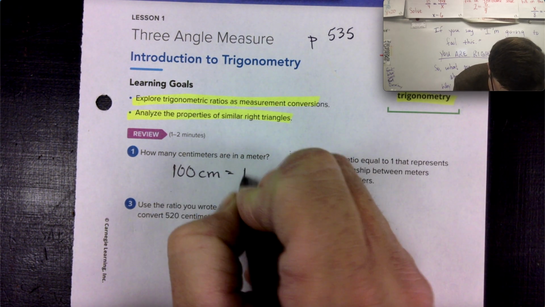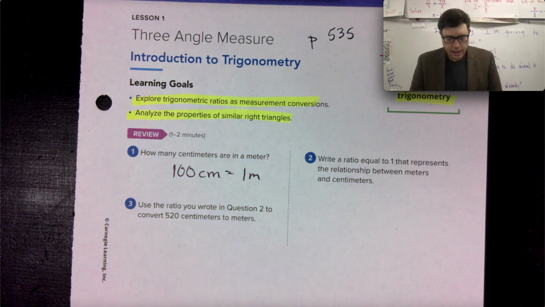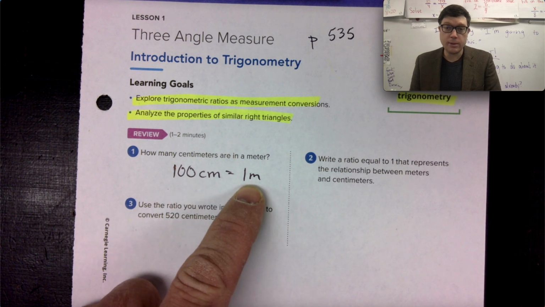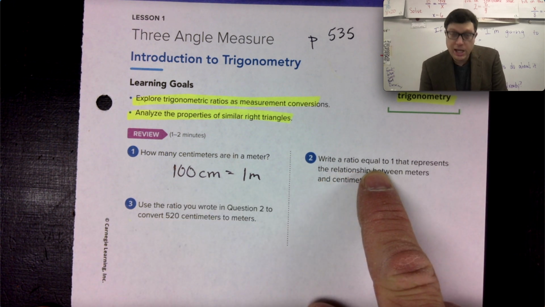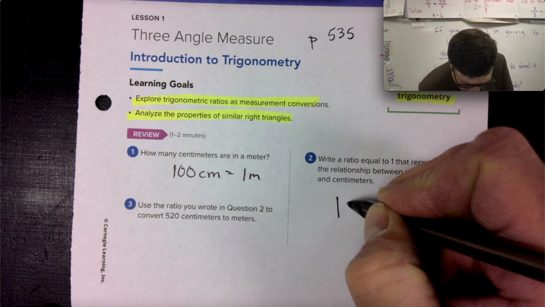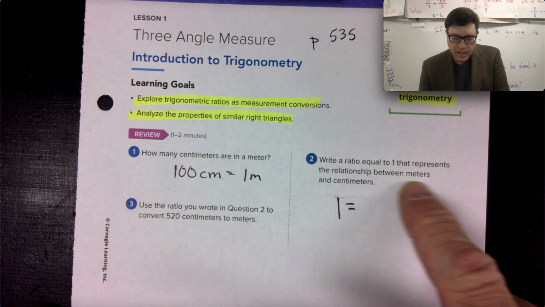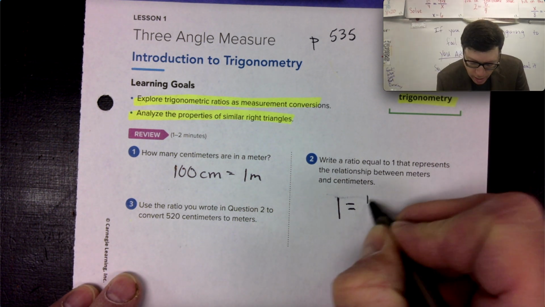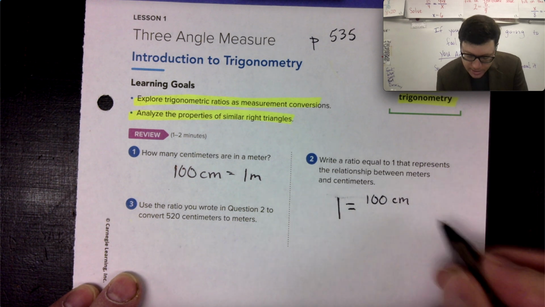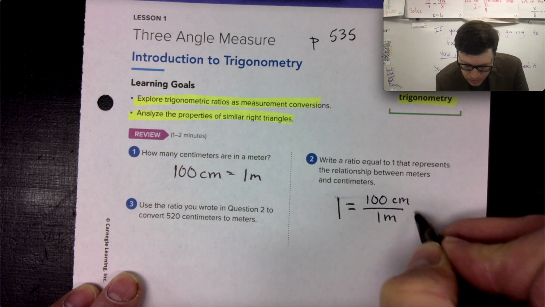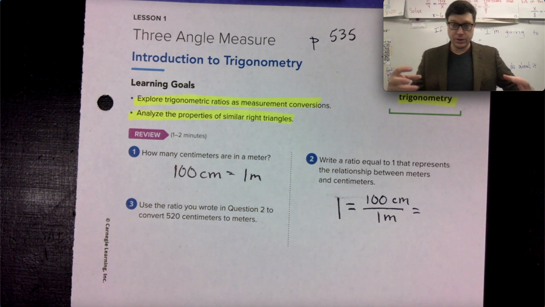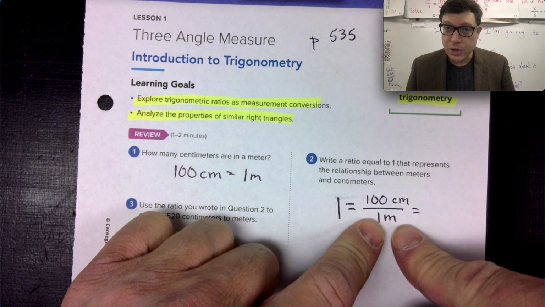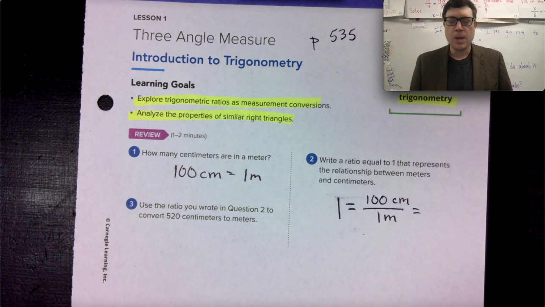I'm going to say it the way that Siri did, maybe a little backwards. So if how many centimeters are in a meter is 100 centimeters to 1 meter, then let's write a ratio equal to 1. So 1 equals. That represents the relationship between meters and centimeters. And actually, I'm going to write 2. So the first I'm going to write is that 100 centimeters is the same length as 1 meter. And literally because of length, this length of 100 centimeters is the same as this length. So when you divide them because of a fraction, the result is 1.